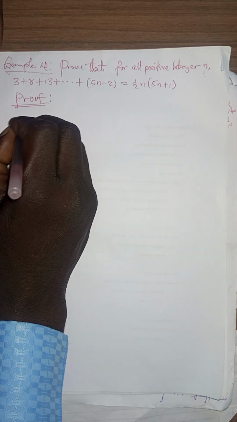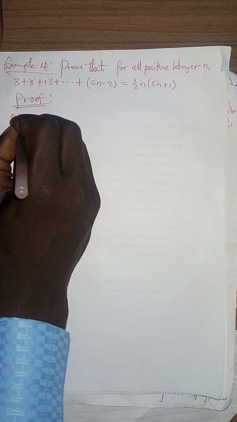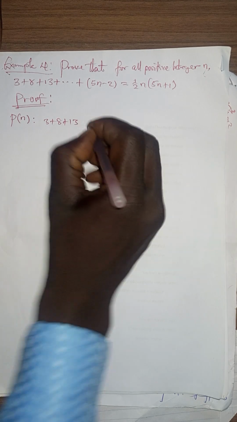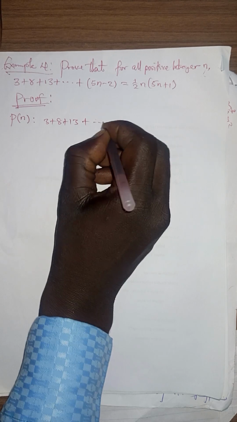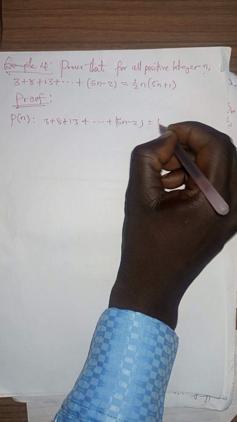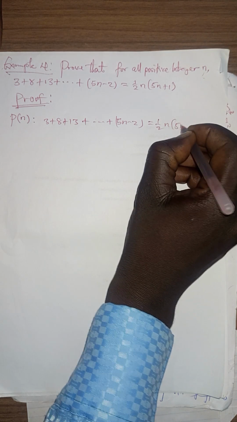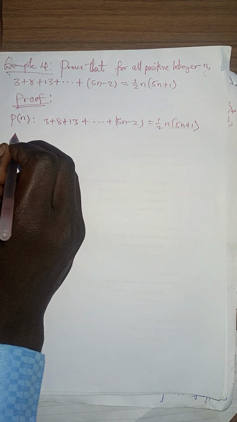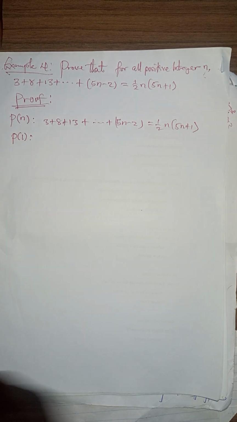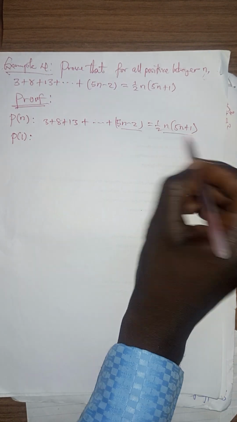But before then, the question we are given is the proposition for n, which is 3 plus 8 plus 13 plus up to plus 5n minus 2, and this is equal to half n into 5n plus 1. It is very important to rewrite the given equation. Now, as the basis step, we test for p of 1, that is when n is equal to 1. If n is equal to 1, you substitute here and then substitute here.